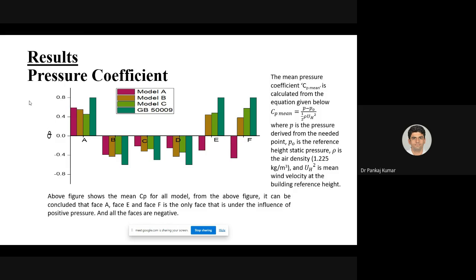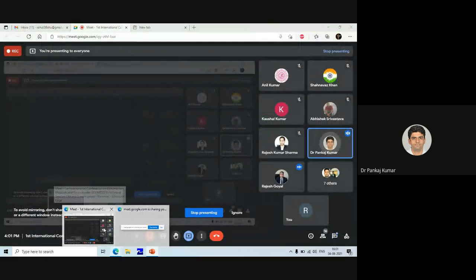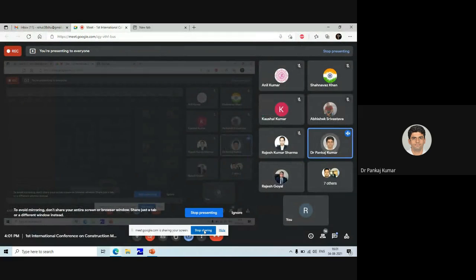Thank you, sir. For the next presentation, we are calling. The title of the next presentation is Effect of Adding Fly Ash and Metakaolin on Mechanical Properties of Concrete. The paper is authored by S.K. Singh, Maninder Singh and Rajesh Goyal and presented by Maninder Singh.